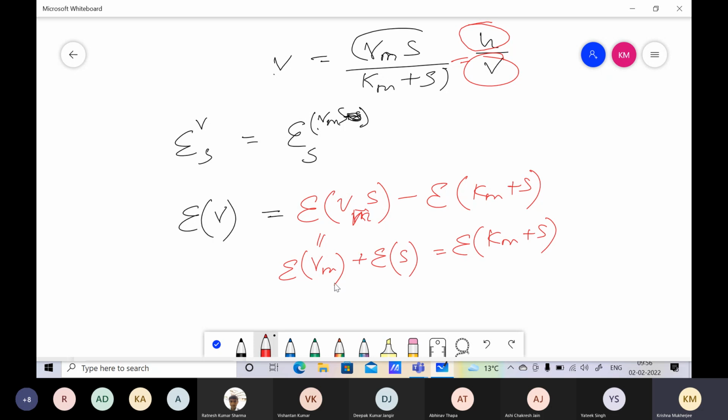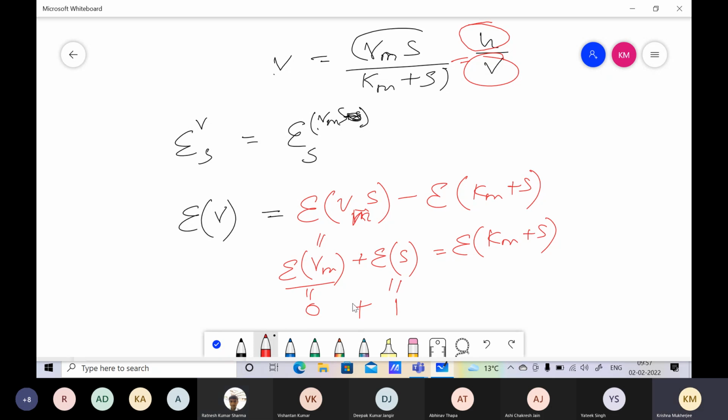Now what will E of Vm be? What is E of Vm? Yes, sir. It should be like 0 or 1. It will be 0 because it's a zeroth order reaction. And E of S is first order, so it is 1.